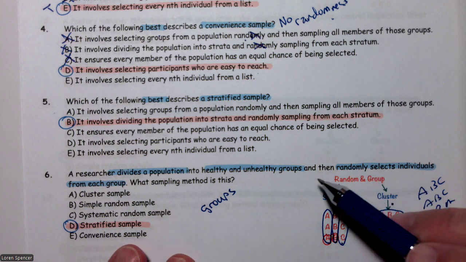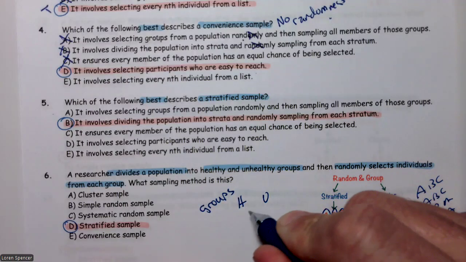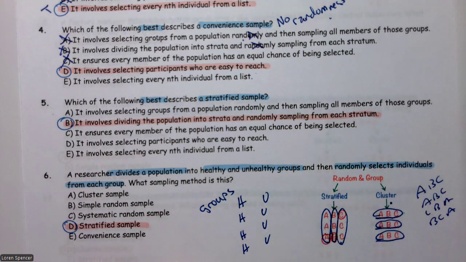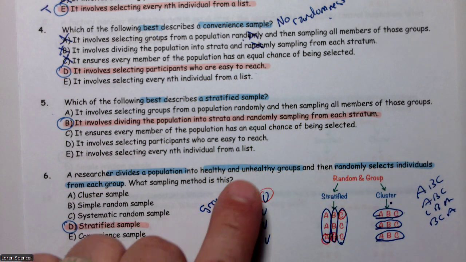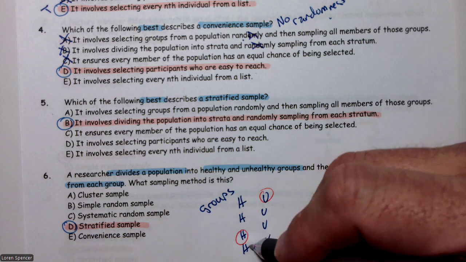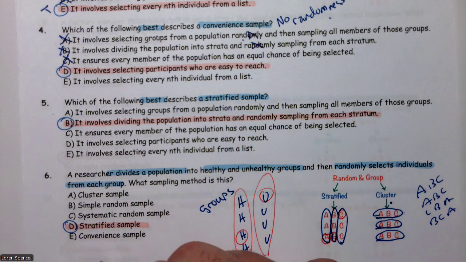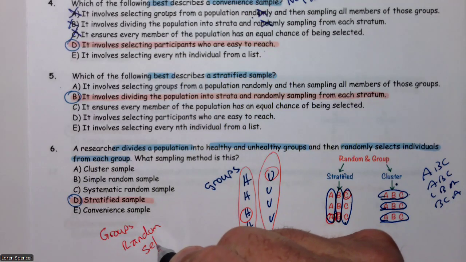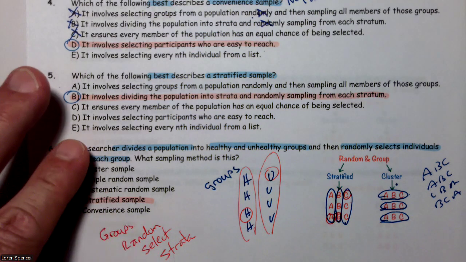So in this case, we split them into two groups, and we had a healthy group, and we had an unhealthy group. And it was healthy, healthy, healthy, unhealthy. And I randomly selected. I selected one from the healthy group and one from the unhealthy group. But we broke them into strata. These were our main groups, and then I randomly selected. So broken into groups, random select, is a strata. Okay. All right.